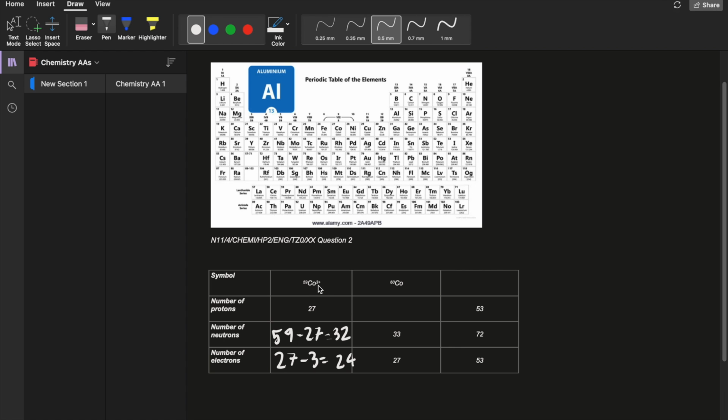Now for the next one, it asks us here for the number of protons. Now since this is still cobalt, as previously mentioned, the number of protons is the same because it's still the same element, so this would still be 27.